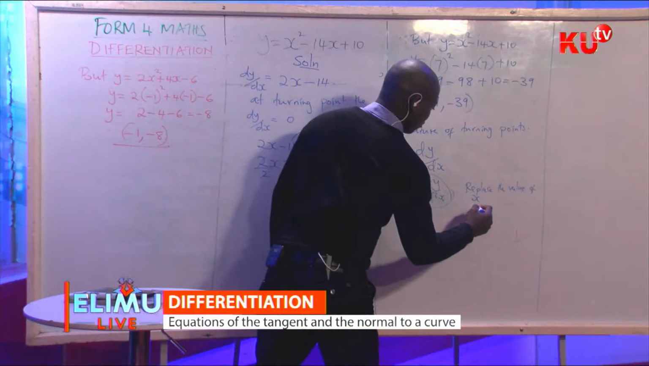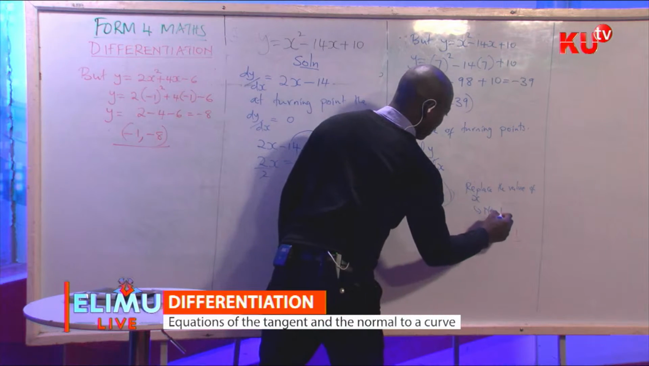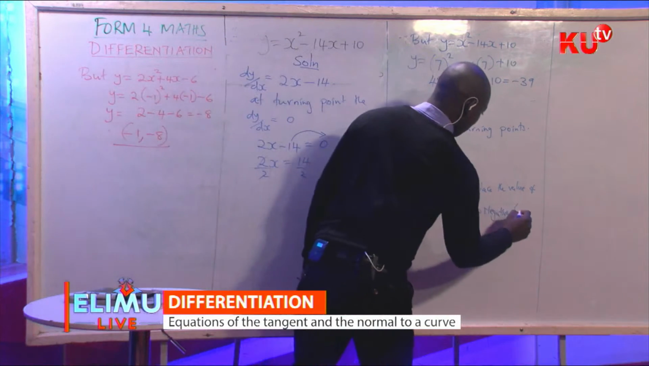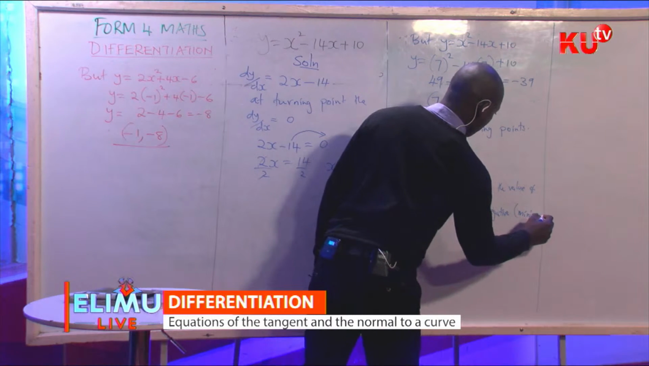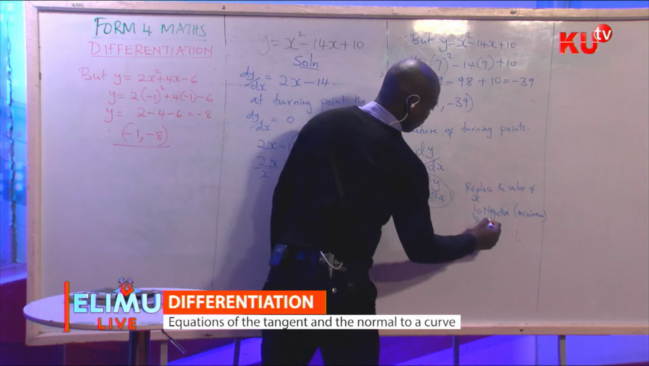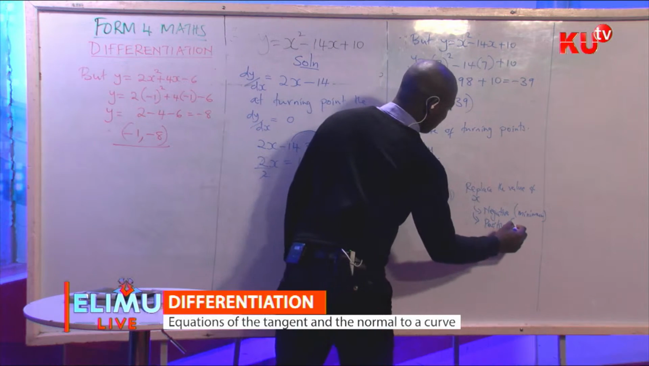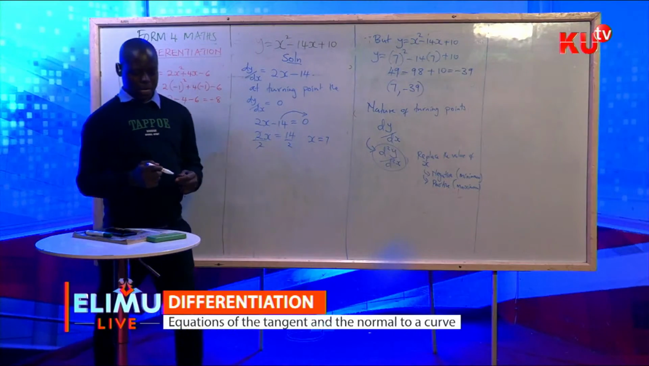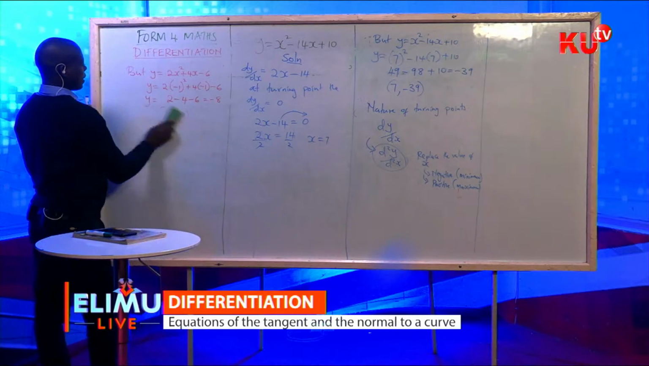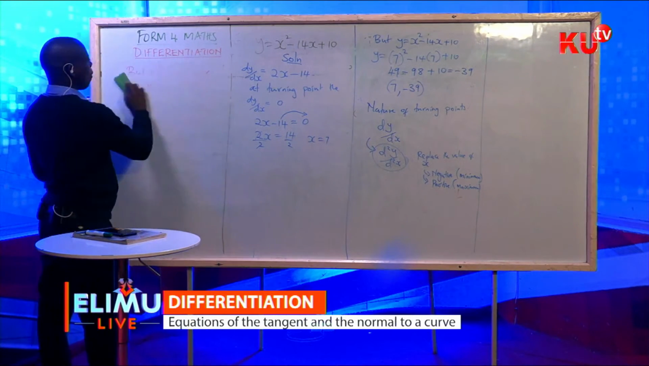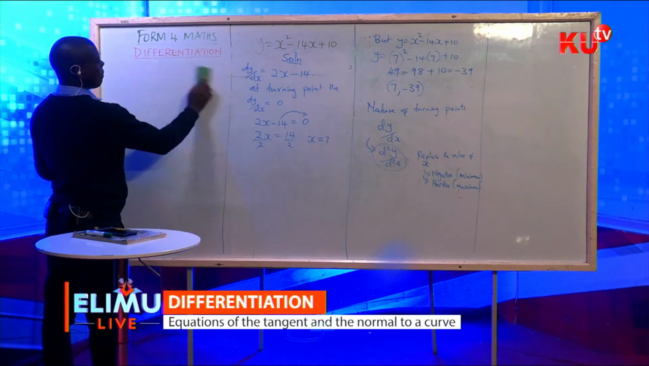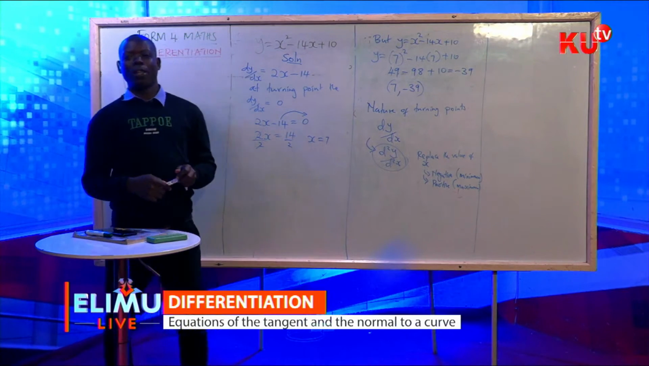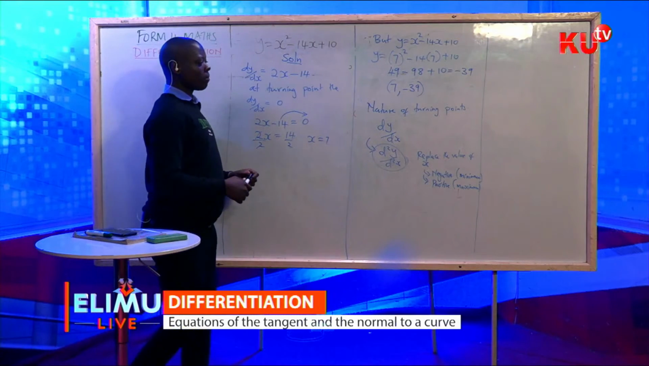If the result that you get is negative, students, it means the point is a maximum. If you get a positive solution, then it implies that the point is a minimum. So what do we mean in this case? We've already determined our point as 7, negative 39. I want us to use it just as an illustration to show whether the point that we have is maximum or minimum.